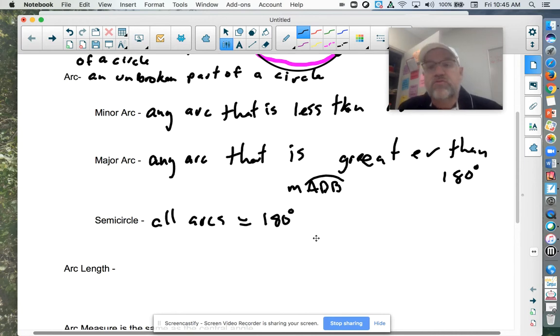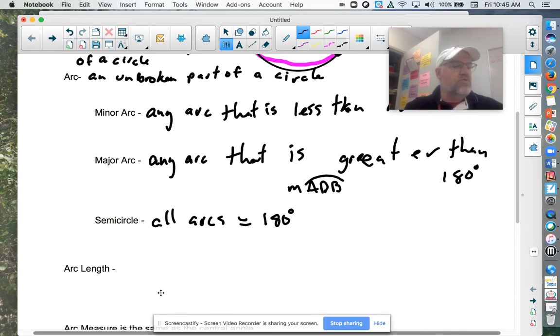And we also are going to use 3 letters to label that because we want to know which direction we're going. Are we going the top half or the bottom half? So we will need to have 3 letters also when we talk about a semicircle. Okay, so let's talk about the 2 different things.